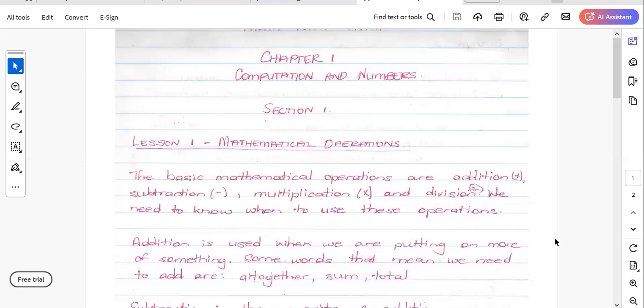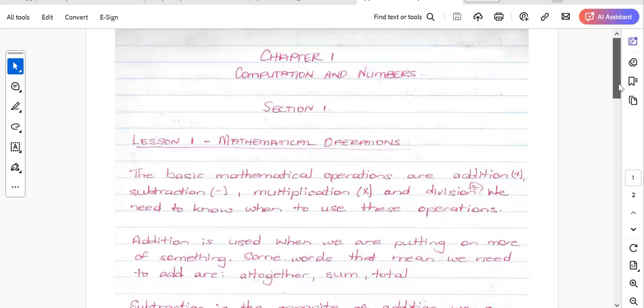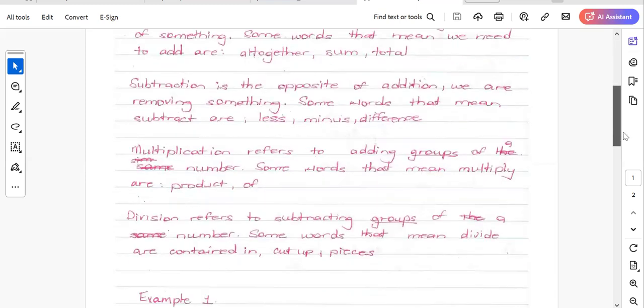Now, addition is used when we are putting on more of something, right? So if Jane has $5 and her mom bought 3 more for her, how many dollars does she have now? We are putting on more dollars. So that is addition. So addition is used when we are getting or when we are putting on more of something. Some words that would indicate that we have to add are all together, sum, total. Those are 3 words that would indicate that we have to add.